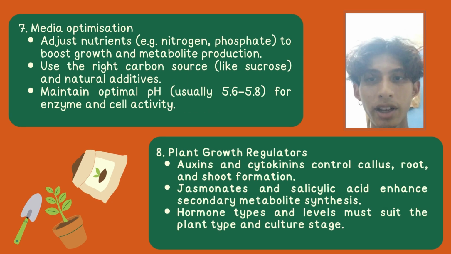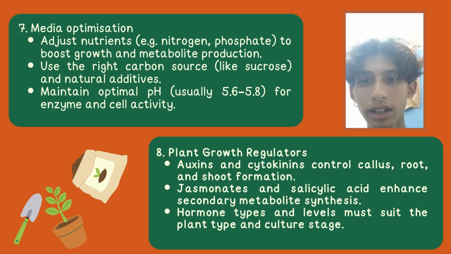Moving on to media optimization, this focuses on adjusting the culture medium to maximize both growth and metabolic synthesis. This includes tweaking nutrient levels, especially nitrogen and phosphate, choosing the right carbon sources like sucrose, and adding natural boosters such as coconut water. pH also plays a key role. Usually a slightly acidic range around 5.6 to 5.8 is ideal for enzyme activity and cell metabolism.